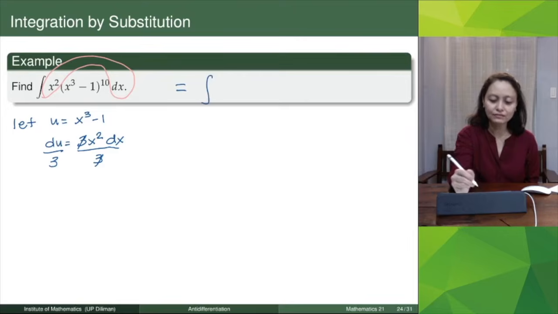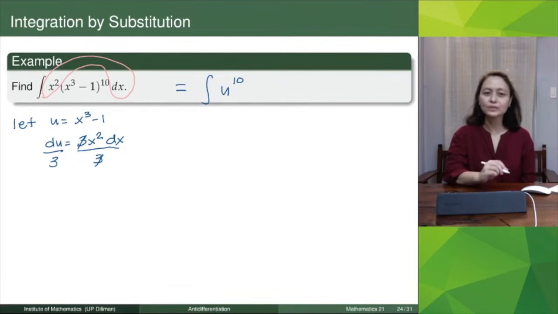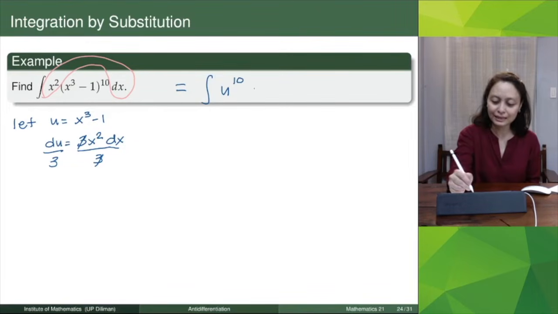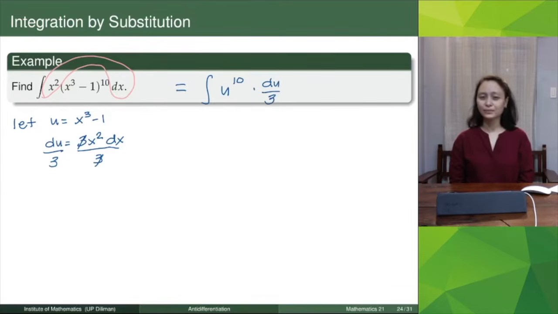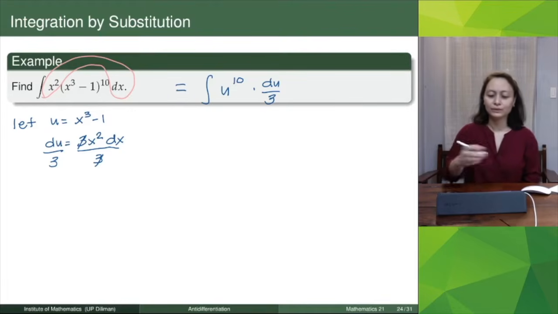So antiderivative, yung x cubed minus 1, papalitan natin ng u. So we have u raised to 10. Yung x squared dx, papalitan natin ng du over 3. Yan. So again, walang naiwan na x. We have expressed everything in terms of u.